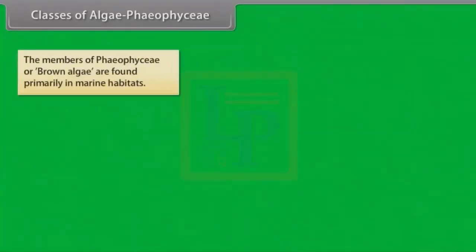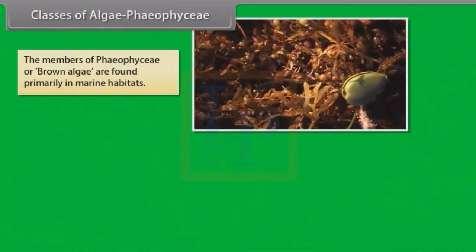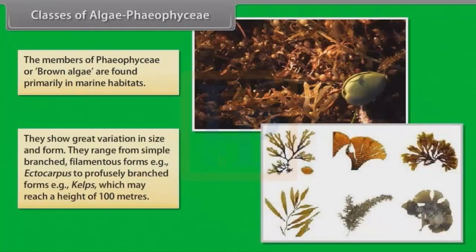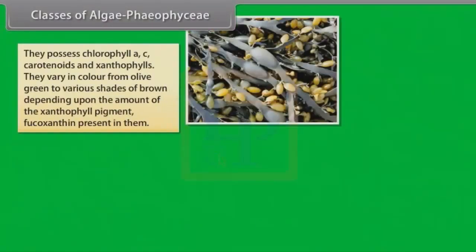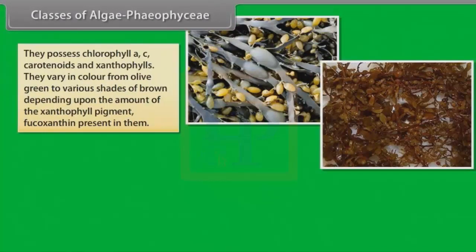Phaeophyceae. The members of Phaeophyceae, or brown algae, are found primarily in marine habitats. They show great variation in size and form. They range from simple branched, filamentous forms, for example Ectocarpus, to profusely branched forms, for example kelps, which may reach a height of 100 meters. They possess chlorophyll A, C, carotenoids, and xanthophylls. They vary in color from olive green to various shades of brown depending upon the amount of the xanthophyll pigment, fucoxanthin, present in them.